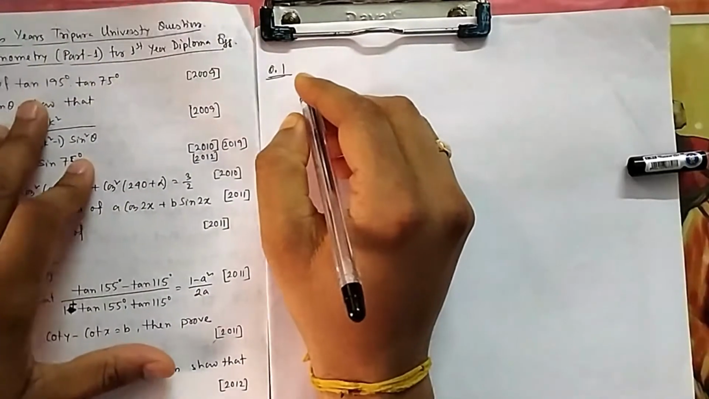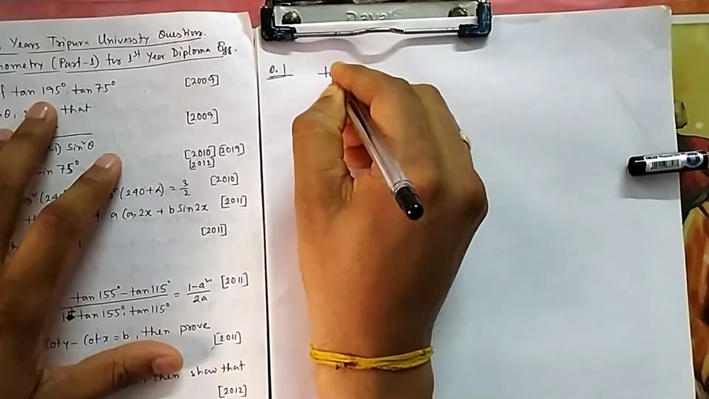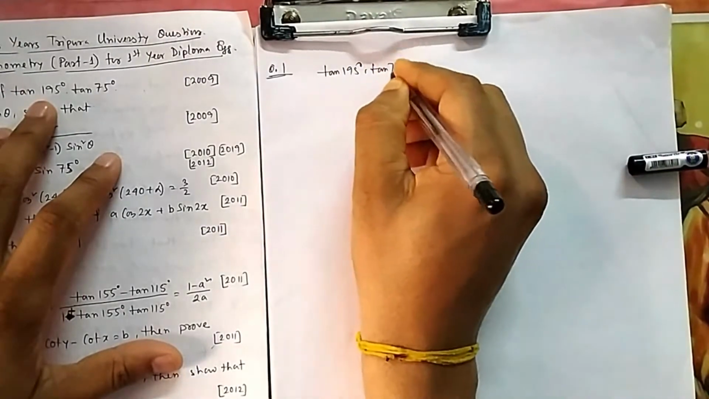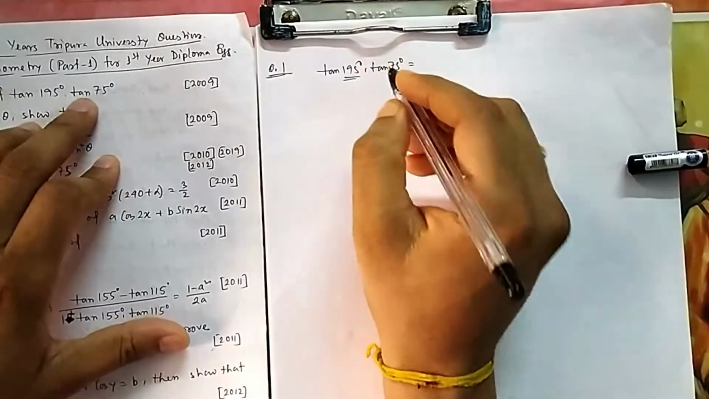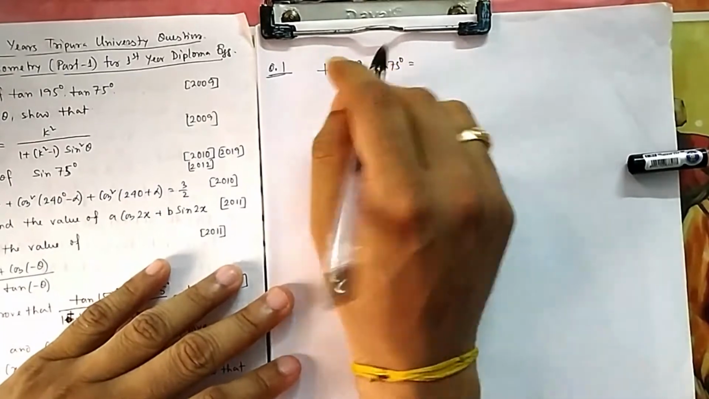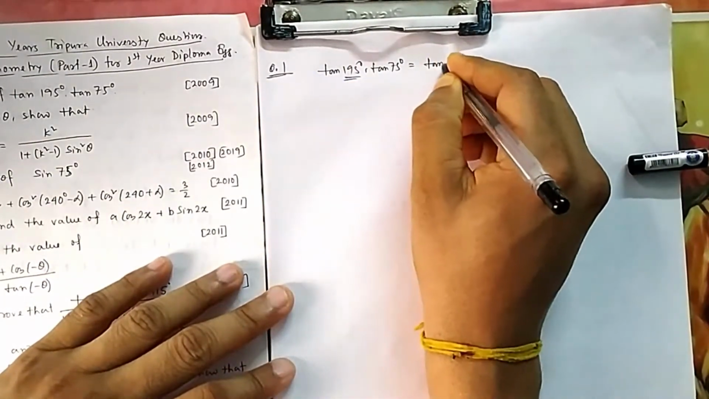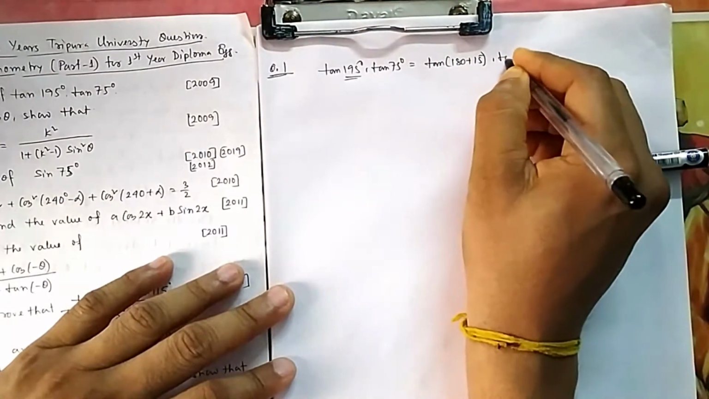Find the value of tan 195 and tan 75. So if you want to find tan 195 and tan 75, you think 195 is 15 more than 180 and 75 is 15 less than 90. So that means there is something common between them, that is 15. So we will convert it in that way. So it will be 180 plus 15 and we will write it as 90 minus 15.